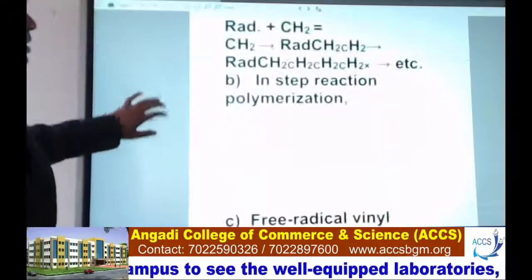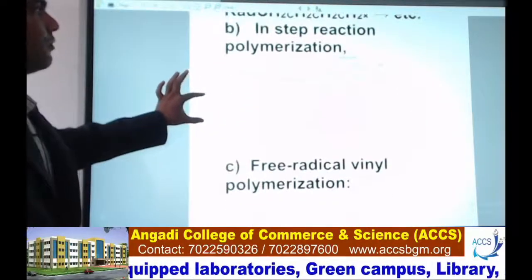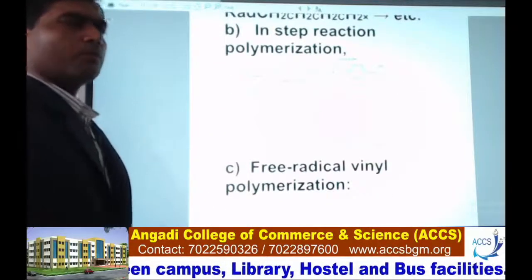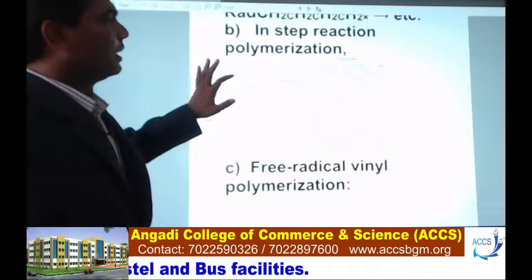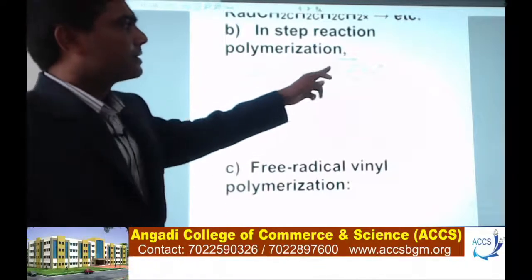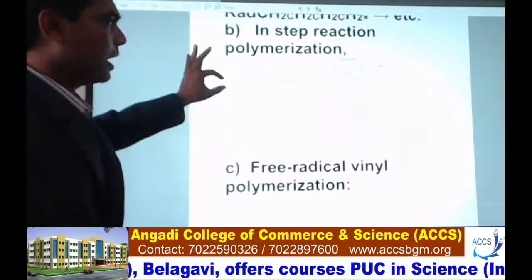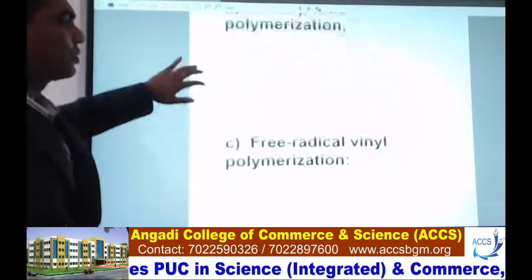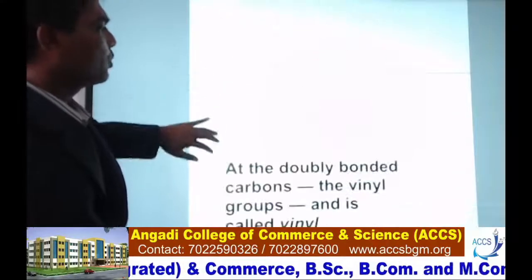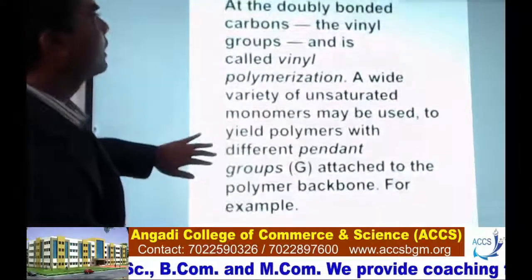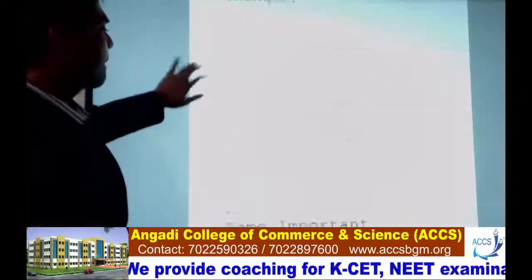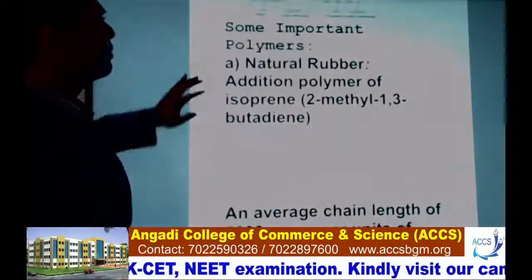Next, here you can see the reaction where we use ethane-1,2-diol and terephthalic acid, which will give the compound called terylene. Okay, and this example we will learn in the questions. Free radical vinyl polymerization is not linked. And next one, some important polymers.